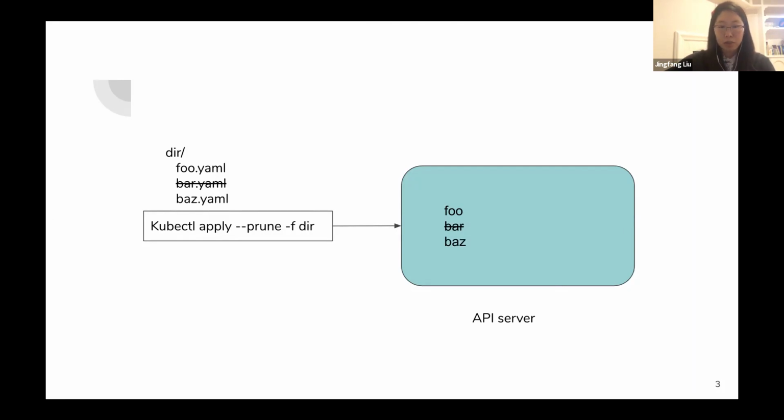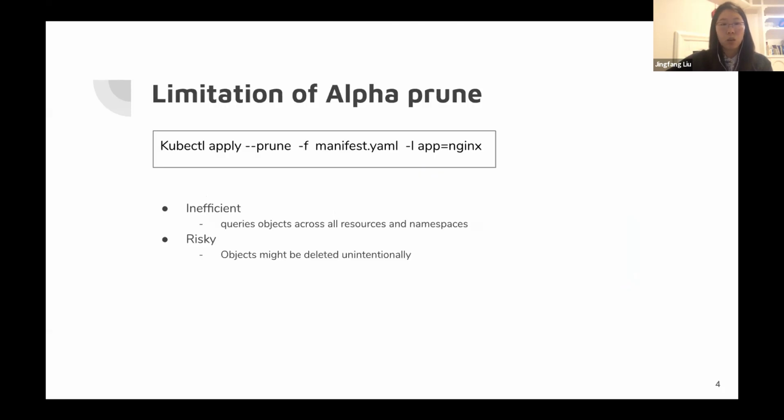And this is the motivation, and this is the workflow we want to support by kubectl apply --prune. And now let's see what is the current state. And this is the alpha prune. It supports a -l, which is a label selector.